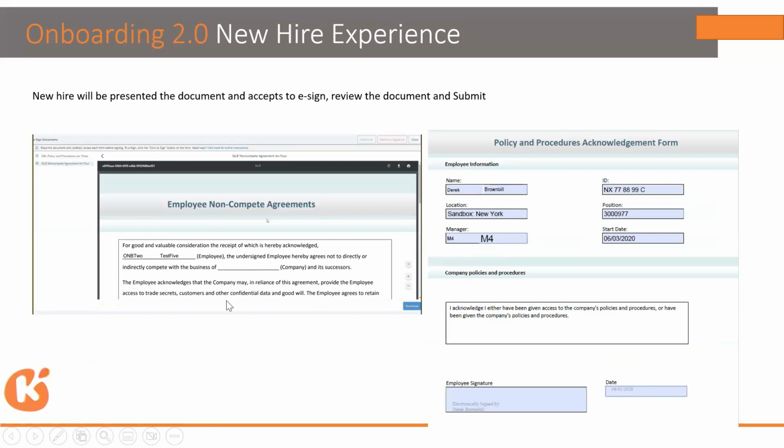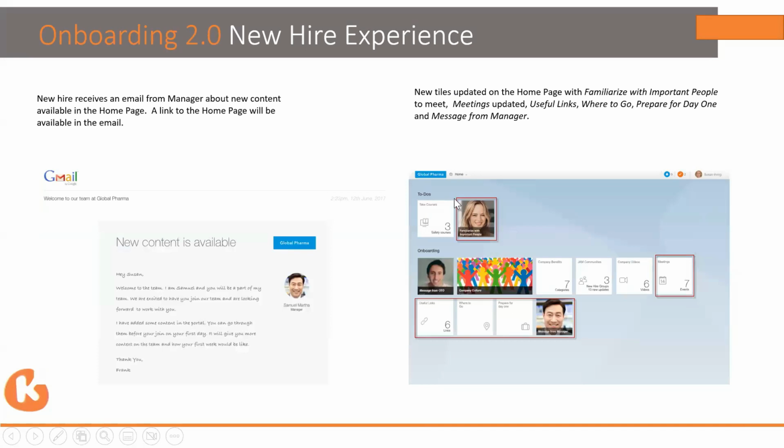This is how the document will look. The names, location, position, manager, all the information in the form will be fetched and automatically populated. No need to fill anything in the form. They just have to review it and sign it. The employee can sign and the manager can sign in the e-signature form. Okay.